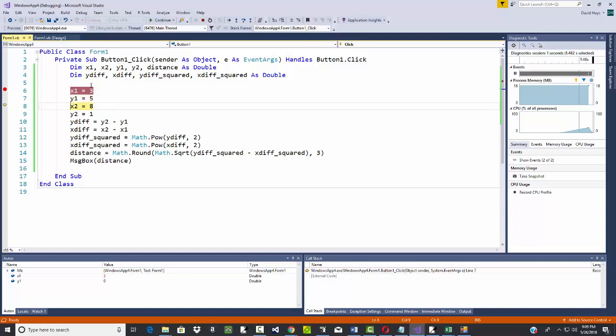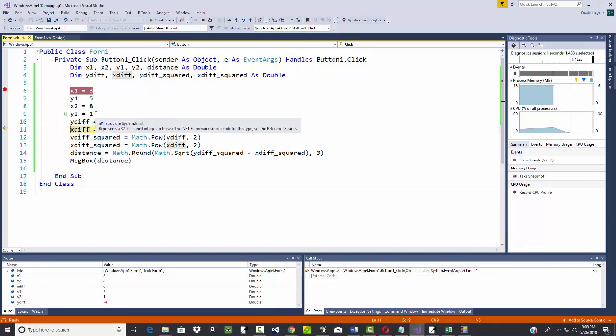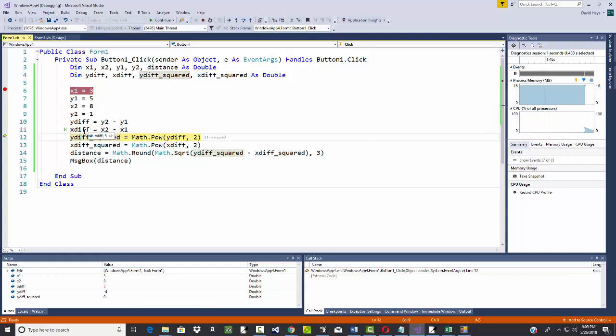Okay, that's working. Okay, 5, that's working. X2 is 8, so that's working. Okay, run that line of code. Y2 is 1, that's working. Y difference, negative 4. Y2 minus Y1. Y2 is 1, minus Y1 is 5. 1 minus 5 is negative 4. That's correct. F11, xdiff, what should it be? X2 minus X1. 8 minus 3 is 5, that's right.